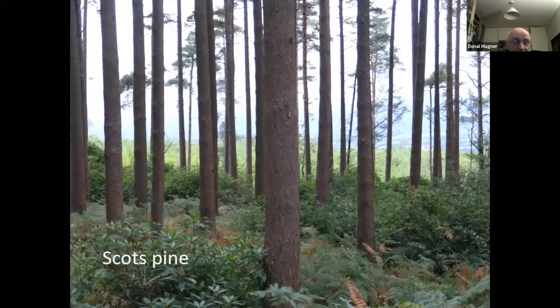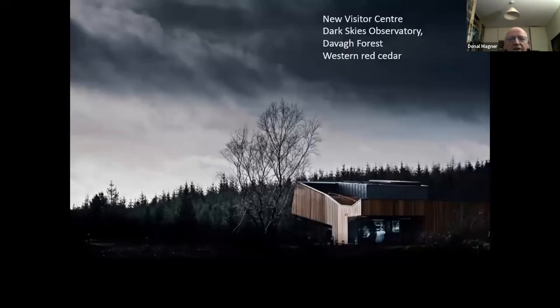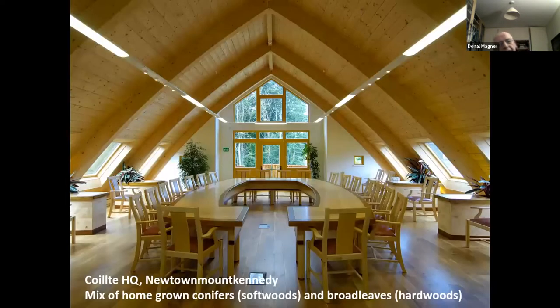Scots pine, as I said, I think is a species we should return to. Maybe not in huge numbers, but there are areas where it qualifies as a tree in the native woodland afforestation scheme. Norway spruce, as I've mentioned, on the right site, is an extremely good tree. And we also have other species, such as Western red cedar, which was used here in the Dava Centre up in Northern Ireland, and was a recent winner in a competition that I organized called Wood Awards Ireland. And again, you can see here in the Quilter offices how they've brought together Norway spruce, beech, oak, and other species, pine in the windows.